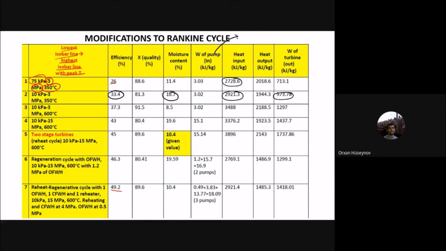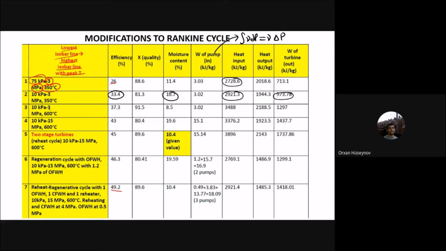The work of the pump doesn't change too much, because you can find the work of the pump by using the v dP relationship. And since it is incompressible, v will be constant and it will be v delta P. For the water, for this pressure change, v is so small that it doesn't affect the overall result of the work of the pump. Okay, good.